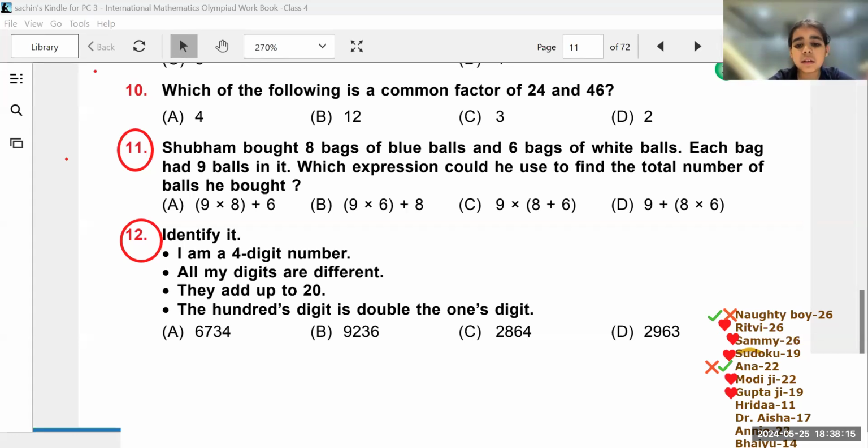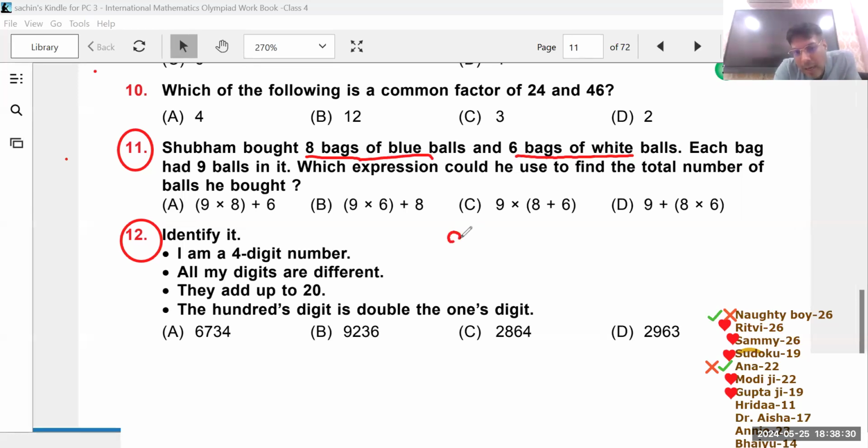Sir, the 11th answer is C part. Okay, very good. So, Anna, look here, beta. We have 8 bags of blue balls and 6 bags of white balls. So I had to multiply 9 into 8 to get the number of blue balls, and also multiply 9 into 6. So what did I teach you? The distributive property.